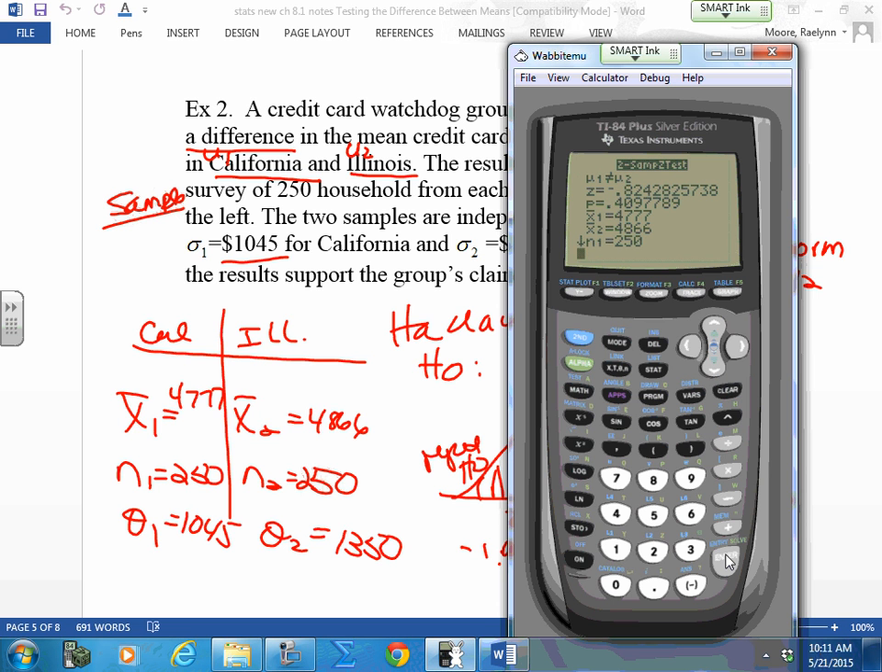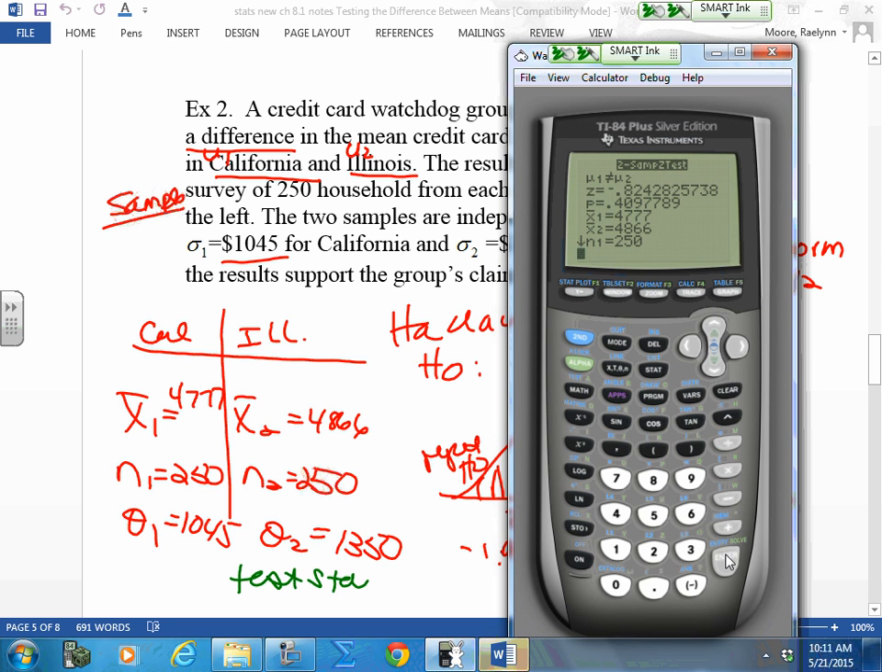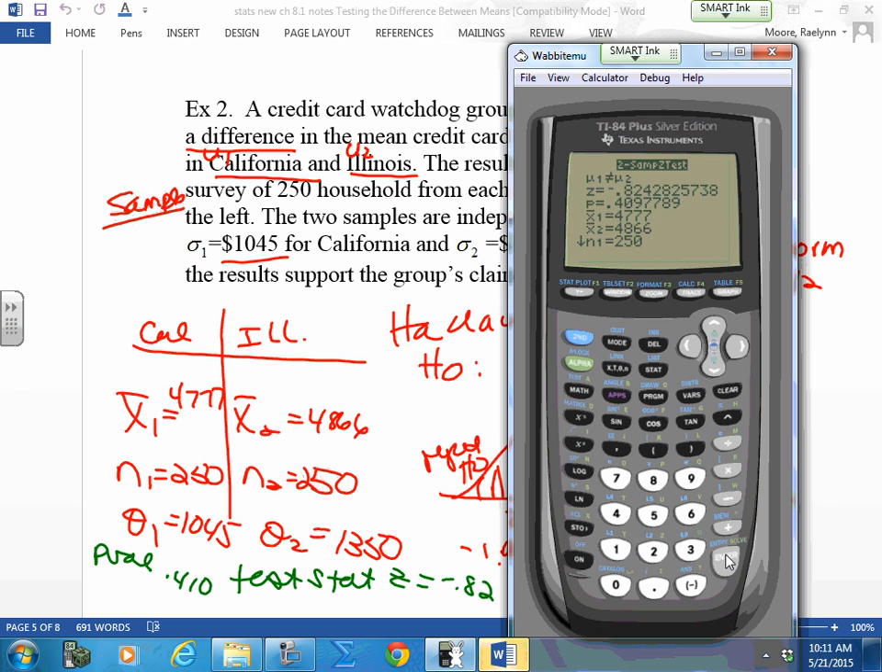So here's your test statistic. Your z is equal to negative 0.8, and it's z-score, so it's 2. And your p-val, in case you want to test p-val, is 0.410. Was everybody able to put that in on their calculator? Okay, when we do the t, it's even nicer than that.